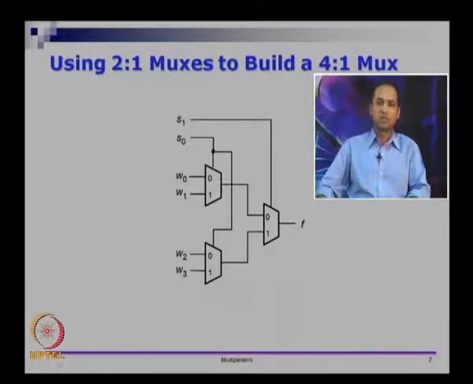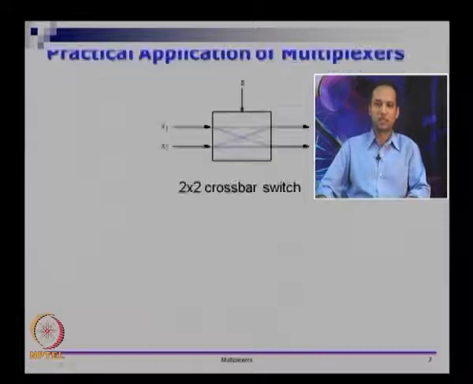If you want W3 to go to the output, both of them should be 1, and if you want, let us say, W1 to go to the output, you can see that S1 should be 1, so that W1 comes here, and S0 should be 0, so that it comes here, right. So the combination you need for W1 to go to F is S1 is 1 and S0 is 0. So this is a 4 to 1 mux, but internally we have 2 to 1 muxes used for that.